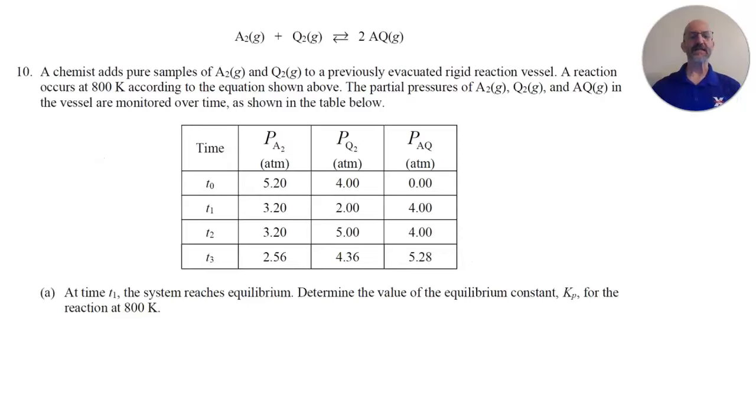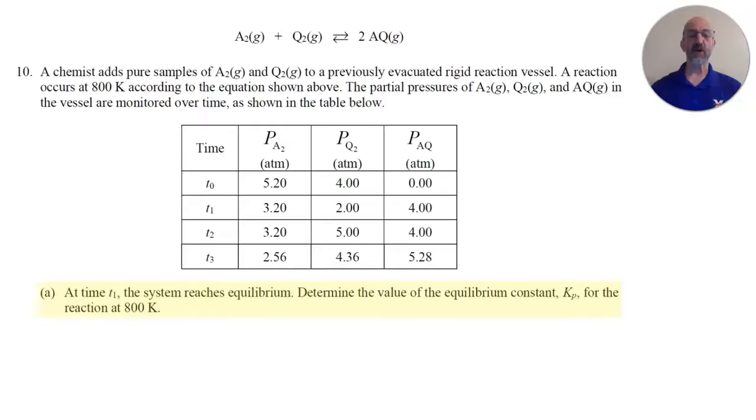In question 10, it says, a chemist adds pure samples of substances A2 and Q2 to a previously evacuated rigid reaction vessel. A reaction occurs at 800 Kelvin according to the equation shown above. The partial pressures of substances A2, Q2, and AQ in the vessel are monitored over time as shown in the table below. Part A says that at time T1, the system reaches equilibrium. Determine the value of the equilibrium constant, Kp, for the reaction at 800 Kelvin.